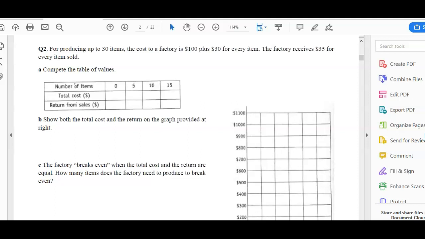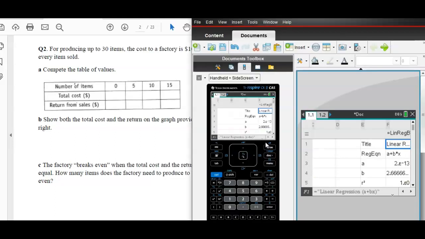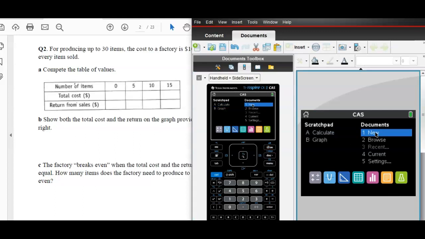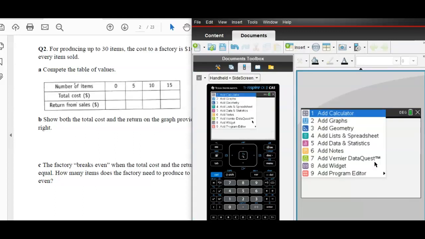So let's go ahead and just do that on the calculator. My calculator probably still has problems from last time. So let's just go new. No, I don't want to see that question ever again.